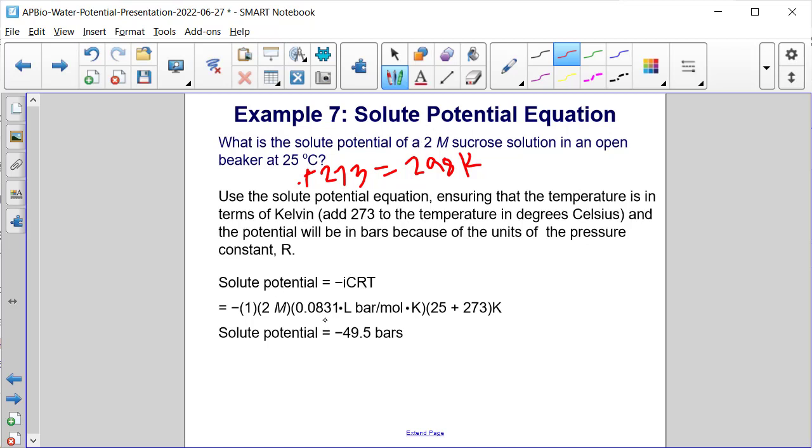Let's see. R is 0.0831 liter bar per mole Kelvin. And then temperature in Kelvin is 25 plus 273, or 298. And just in a calculator, we get -49.5 bars. And I just want to make sure we see units here. Molarity is moles per liter, which means that if I multiply that by liters per mole, that cancels. And then Kelvin on the bottom of this fraction, and the top here cancels, and we're left with units of bars. Okay, so -49.5 bars.